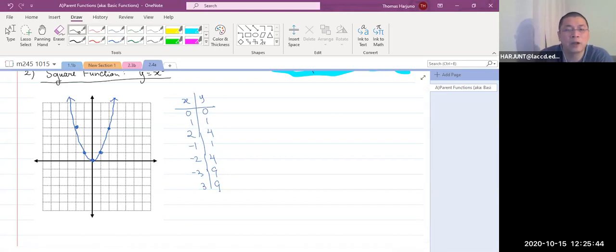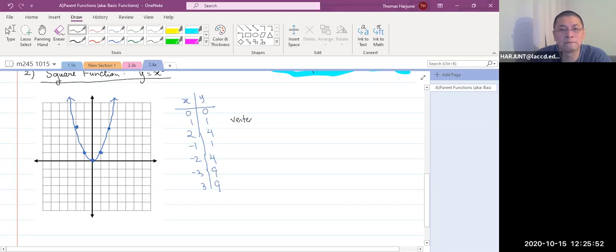Now, this graph has pretty much the same ingredients as the absolute value function. The vertex is (0, 0). The axis of symmetry is the y-axis, or simply x equals 0. The domain is all real numbers. You can plug in any x you like and you still get a real outcome. The range, however, is from 0 to infinity.